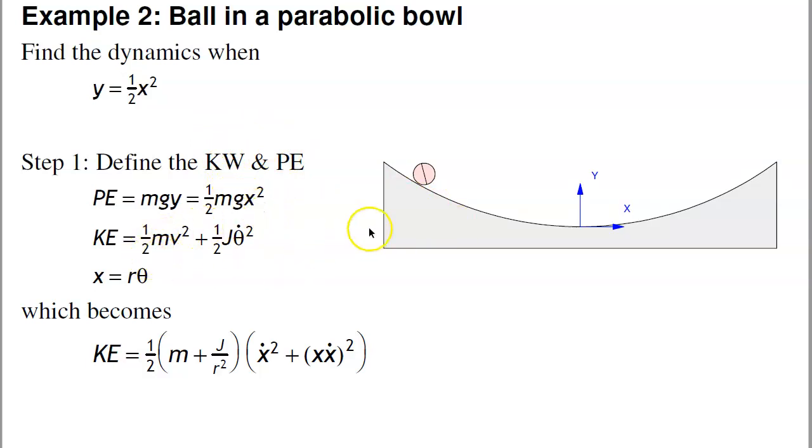Kinetic energy is 1/2 mv squared, plus as the ball rolls, I have rotational inertia, plus 1/2 J theta dot squared. For a ball, x equals r times theta. Take the derivative, x dot is r theta dot, so I can substitute and get an x dot in here. Velocity squared is x dot squared plus y dot squared. Y is from here, take the derivative, plug it in, and eventually get this term.